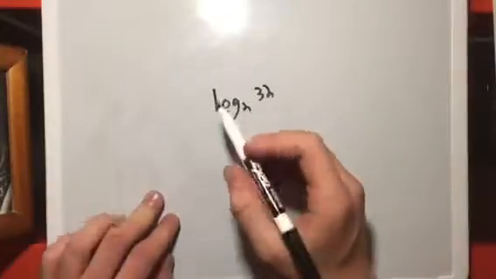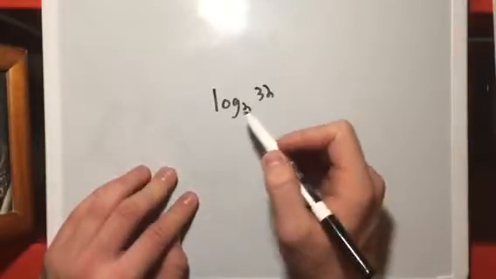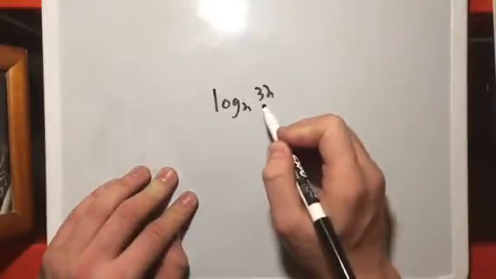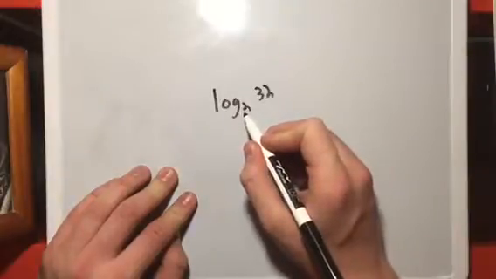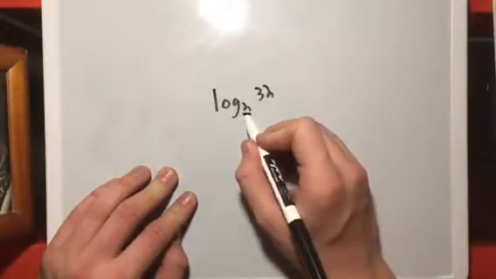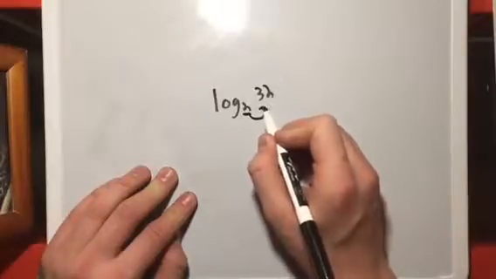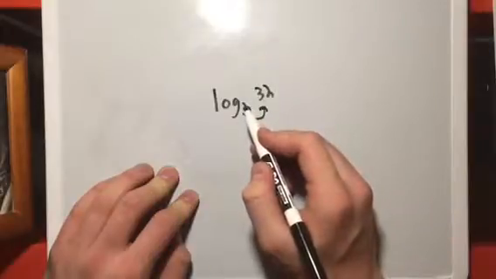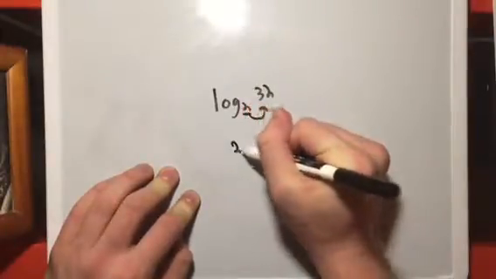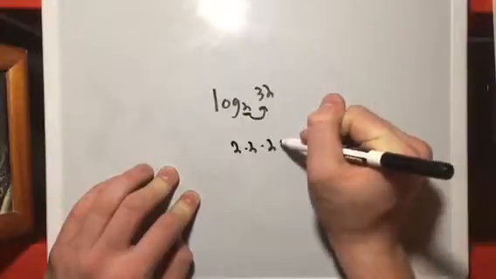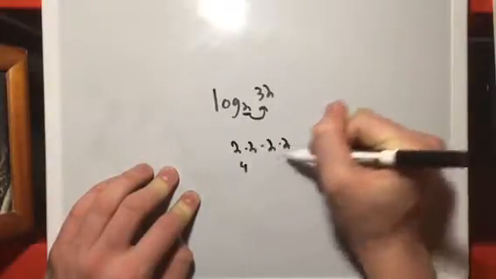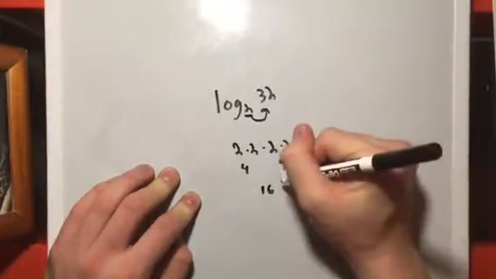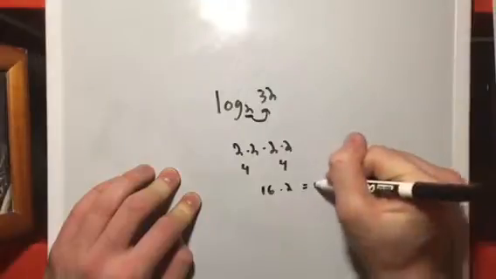Next, let's solve another quite simple logarithm: log base 2 of 32. Again, we're finding out the power to which this 2 goes into this 32. So how many times does 2 go into 32? Well, we know 2 times 2 times 2 times 2 is 16, and then 16 times 2 equals 32.